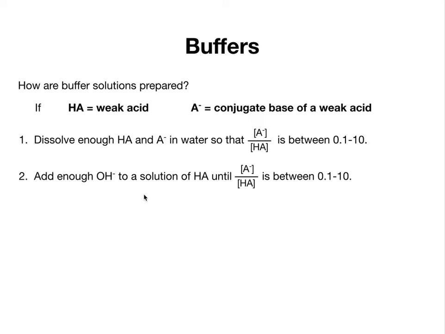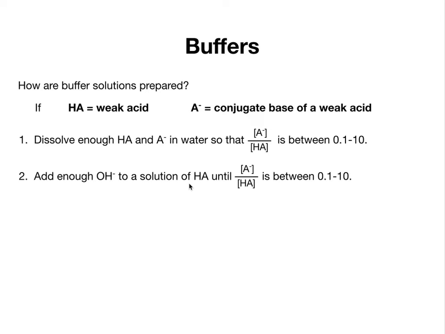Add enough hydroxide ion to a solution of a weak acid until this ratio is between 0.1 and 10. Okay, well, let's explore this. Suppose that we take a solution of a weak acid. A solution of a weak acid is not a buffer.